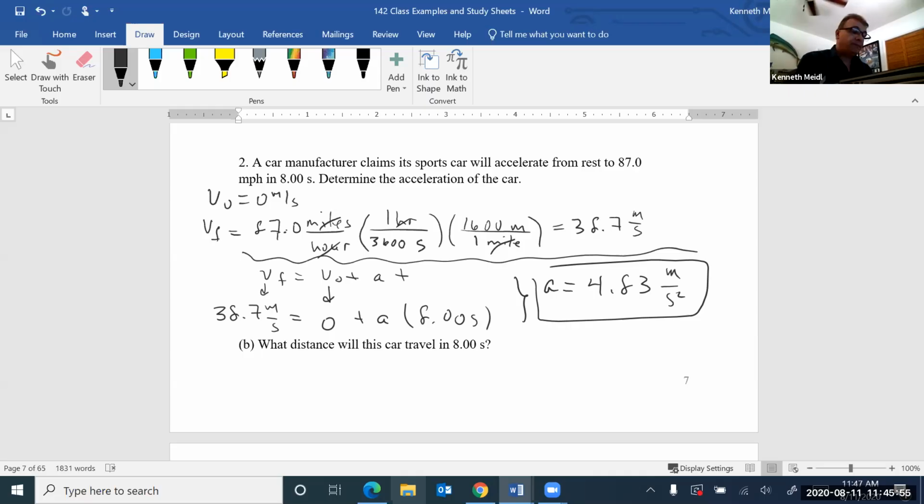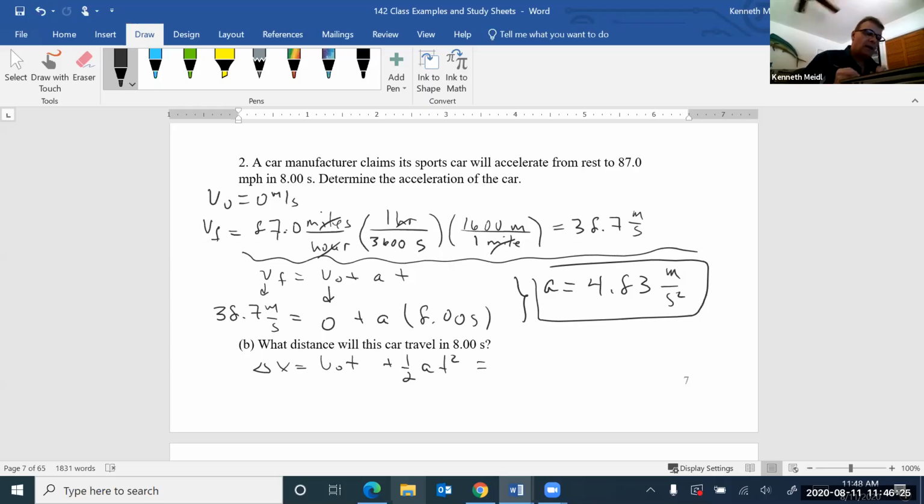Part B. What distance will this car travel in 8 seconds? Okay, so if it's traveling in a straight line, I could use the word distance. Otherwise, I would like the word position there better. What distance will this car travel in 8 seconds? I think I'm going to use the second kinematic here because it's set up for a change of position. And I happen to already know a lot about this car.